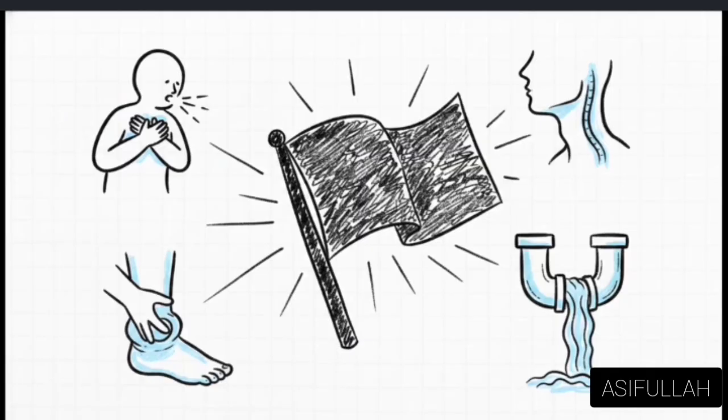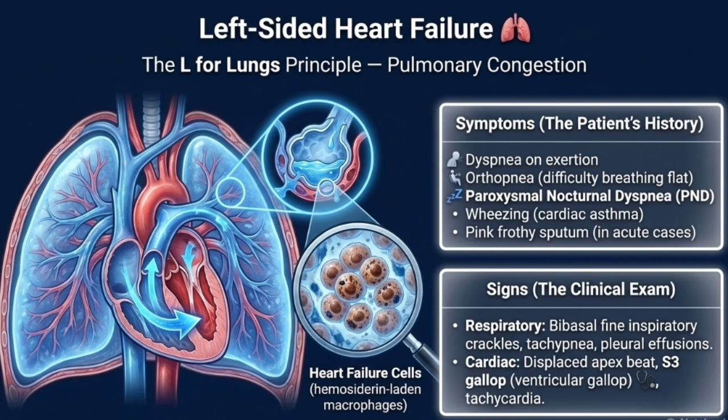Before we get into the anatomy of it all, I want you to keep these major clinical red flags in the back of your mind. We're talking dyspnea on exertion, paroxysmal nocturnal dyspnea, or PND, pink frothy sputum, elevated JVP, and bilateral pitting edema. Honestly, if you're seeing these, you are definitely looking at fluid backing up in the body's pipes.